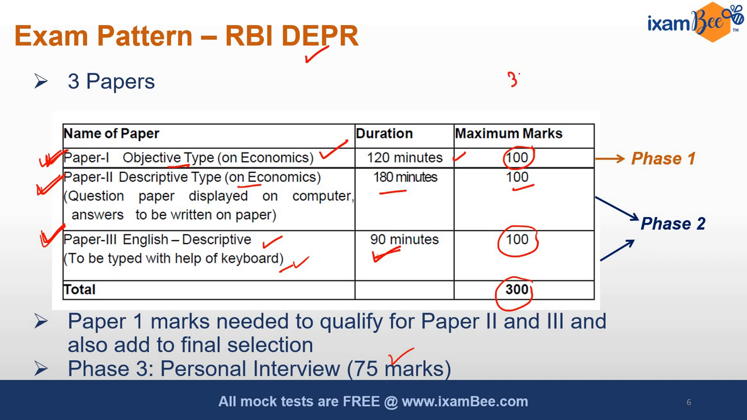So the total marks is 375, out of which the cutoff is decided for the final selection, and paper 1 marks are also added in the final selection.